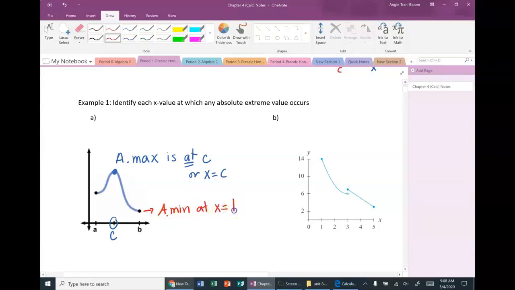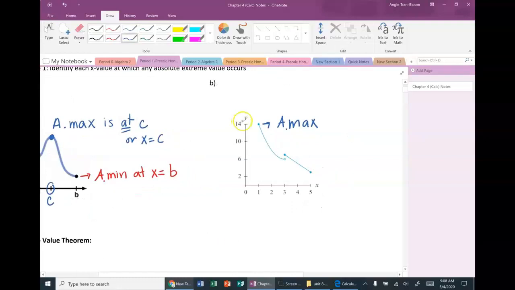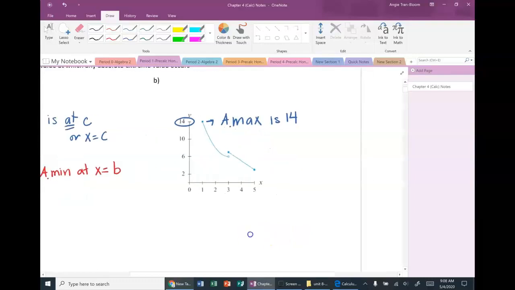at x equals b. On example b, we can spot the highest location right away, which is right here. This is going to be your absolute max. And we know absolute max has a y value of 14, so absolute max is 14. So if I ask, what is the absolute max? The answer is 14. If I'm asking, where is it at? Then you want to write at x equals 1.